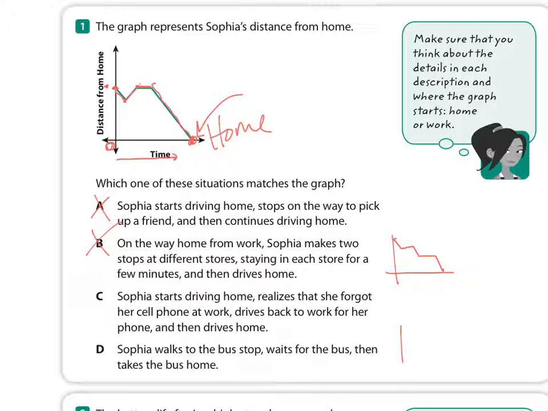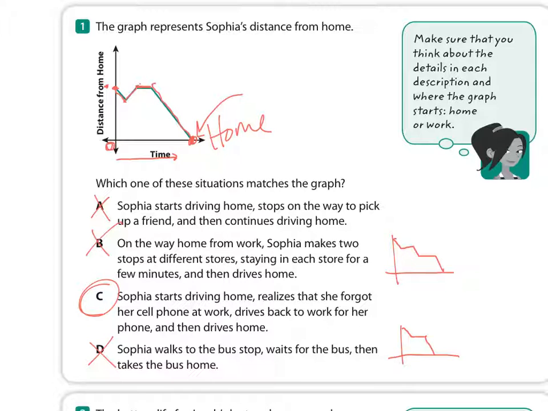I think it might be beneficial, again, to think about what each of these points represents on a graph. In other words, she walks to the bus stop, waits for some period of time, and then she goes home. This looks close, but it doesn't have that section of getting further away. None of those do. And then C is the one that we're looking for here.